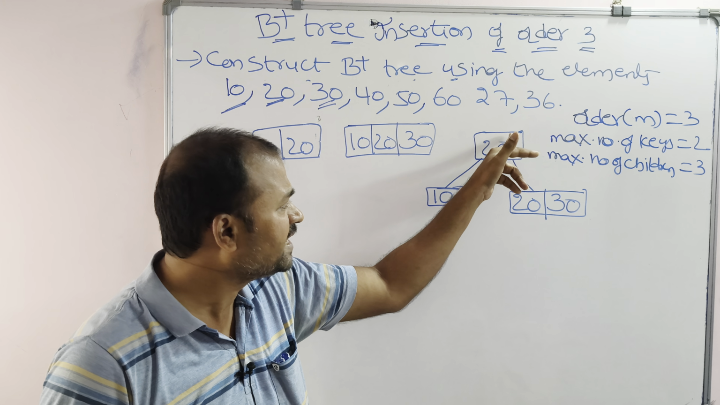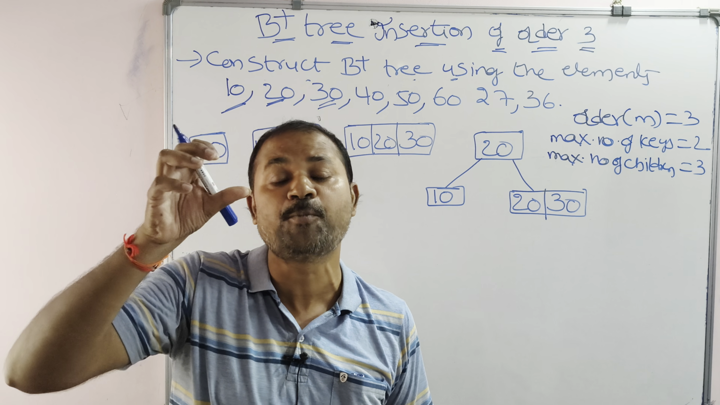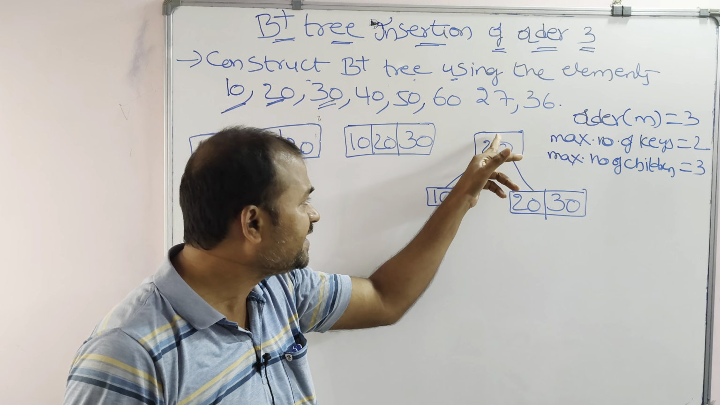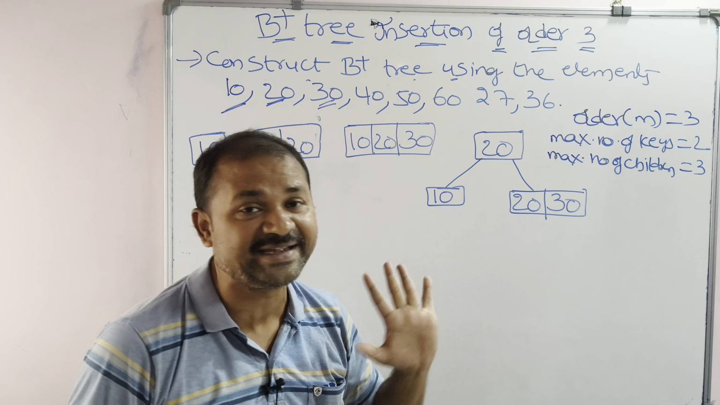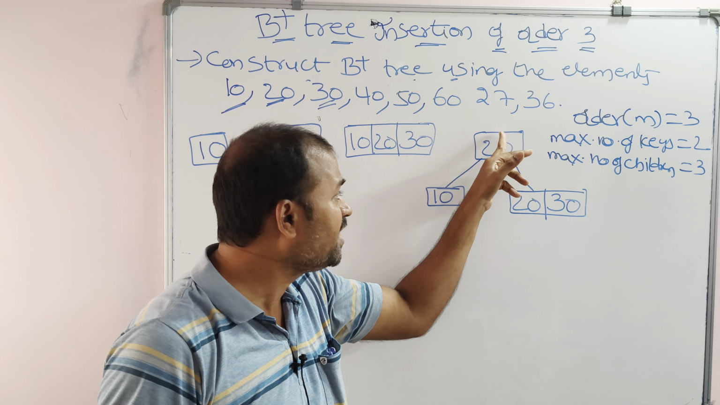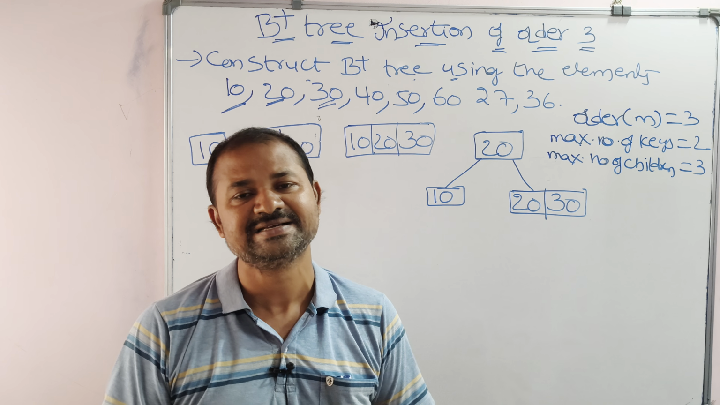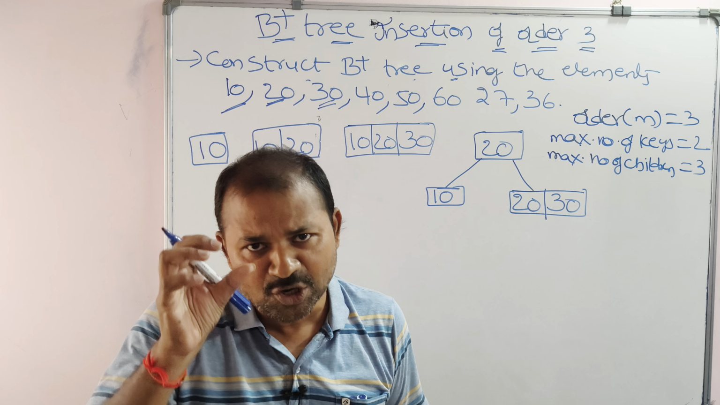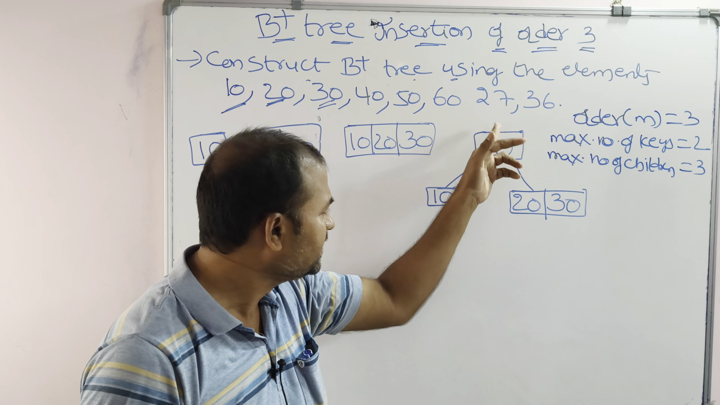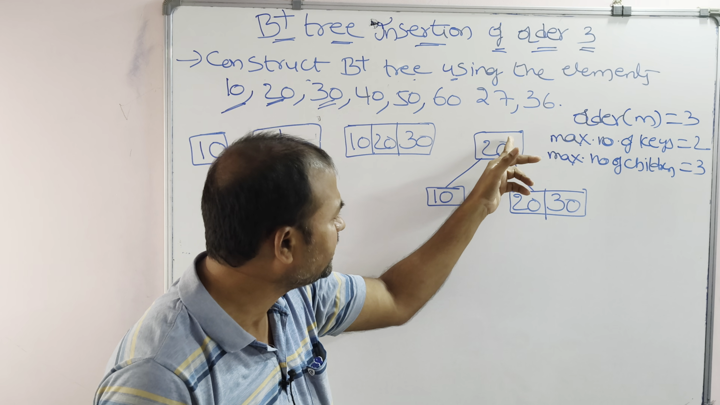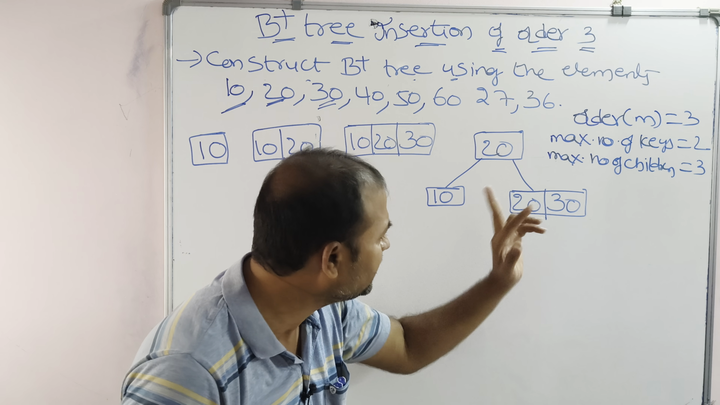Whereas here the internal node contains a pointer. So it is a pointer which points to the key 20. The internal node doesn't contain a key. The internal node contains a pointer which points to the key 20.